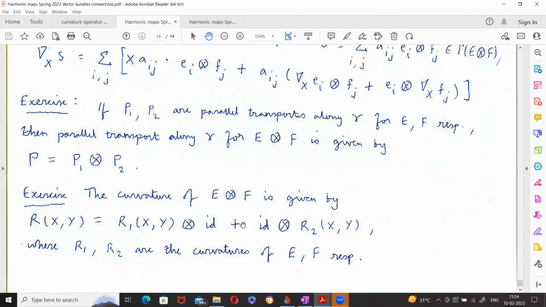Okay, so try and prove these exercises. Yeah, so that will give us the induced connection and also parallel transport and the curvatures of the tensor product bundle. Okay. Is this all right? Any questions?